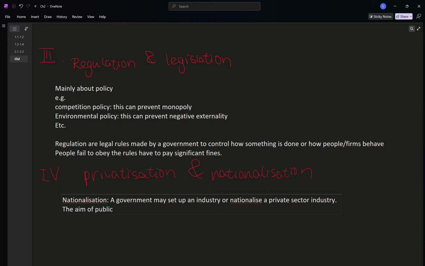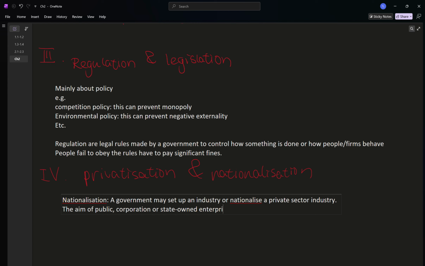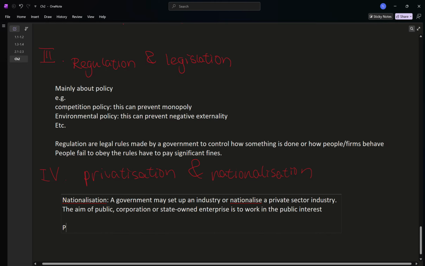The aim of a public corporation or state-owned enterprise is to work in the public interest. So the purpose is mainly to work something for the public, to work something for the citizens.